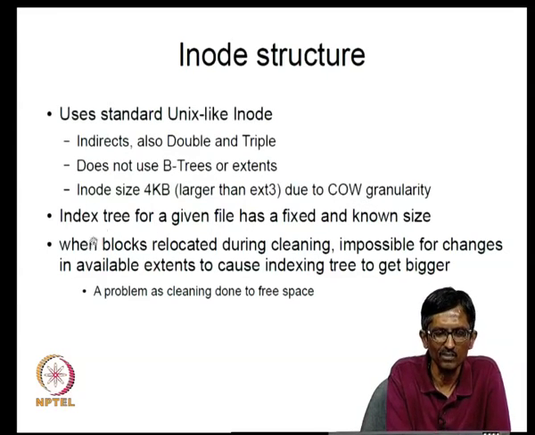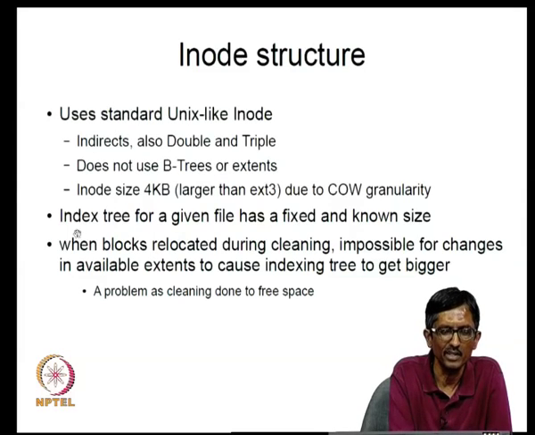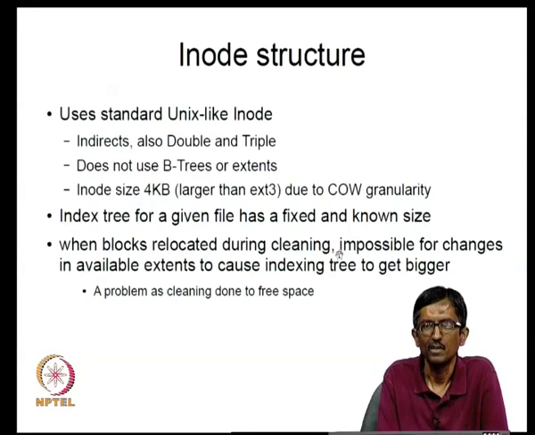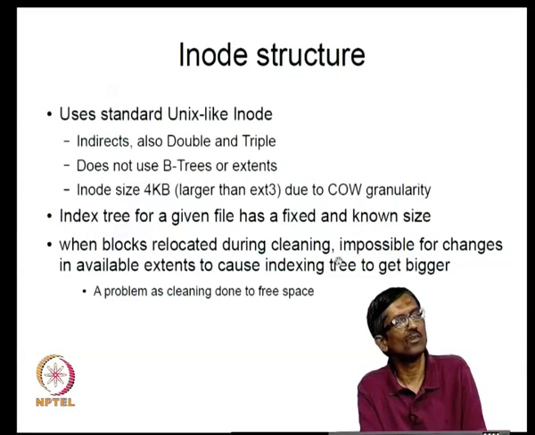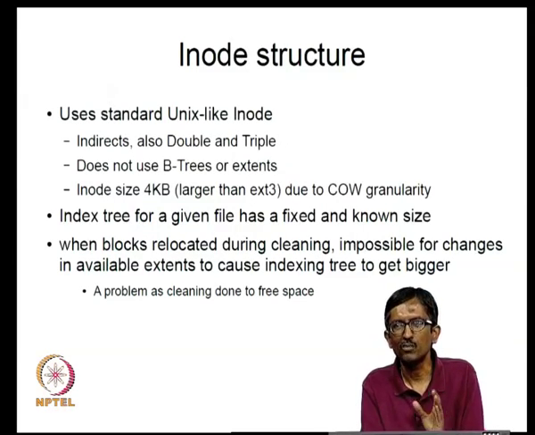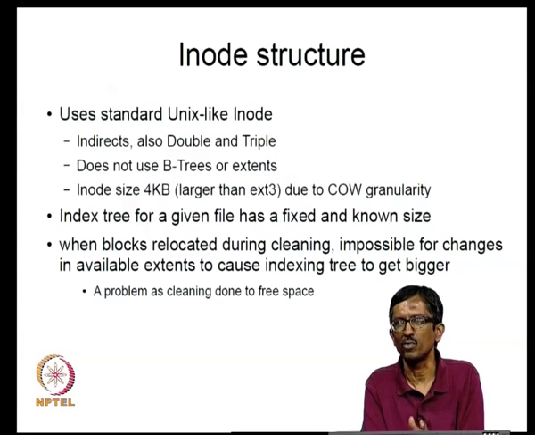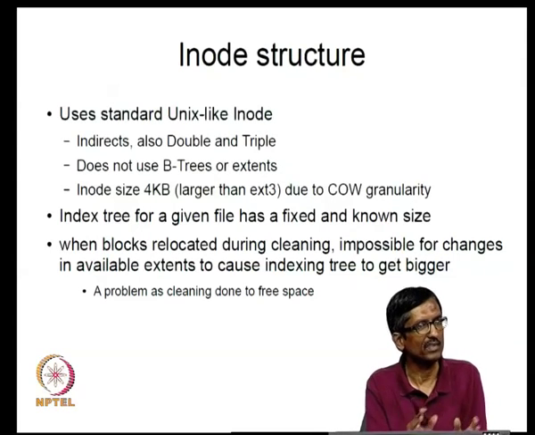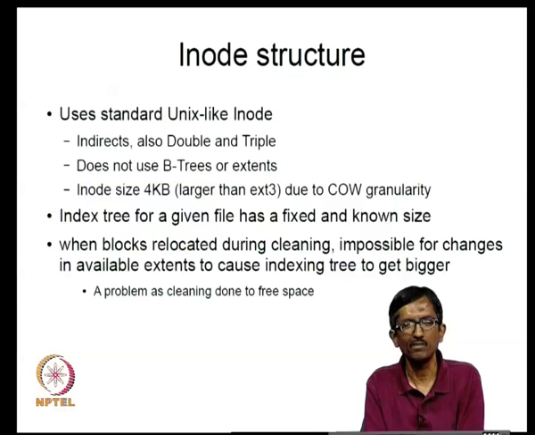So the good thing about this model is that the index tree for a given file has a fixed, known size. Why is that? Because I am trying to clean stuff, okay. When I am cleaning, it may turn out that I get different extents. Let us say I have an extent based file system. The reason I am doing cleaning is because I want to get more space. It is using certain types of extents, but while cleaning, you might get different types of extents, because it is a concurrent system.